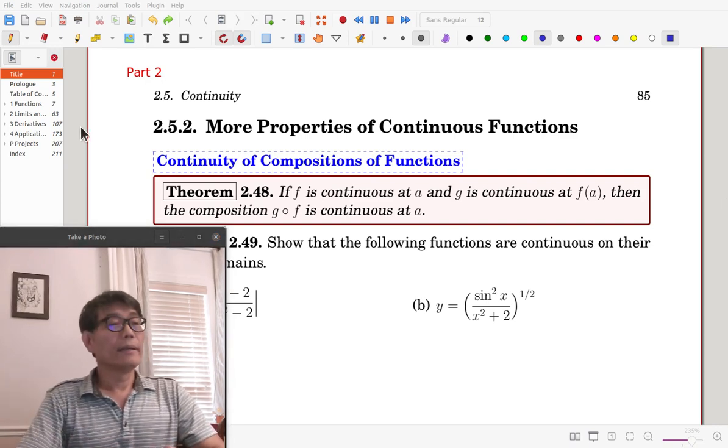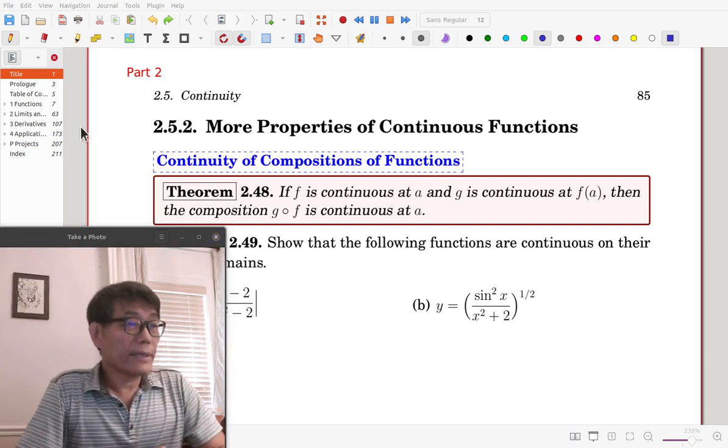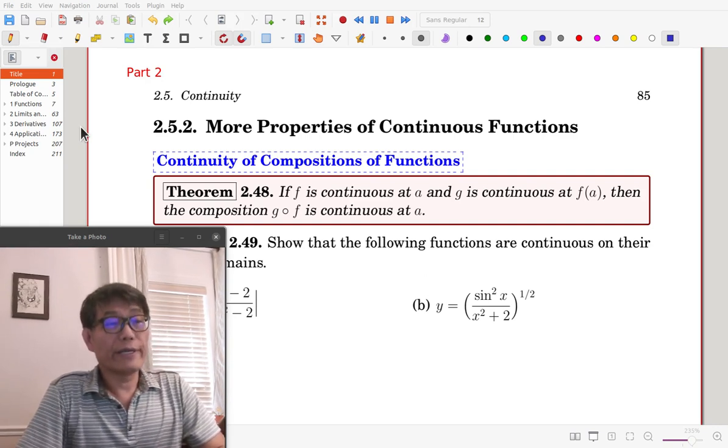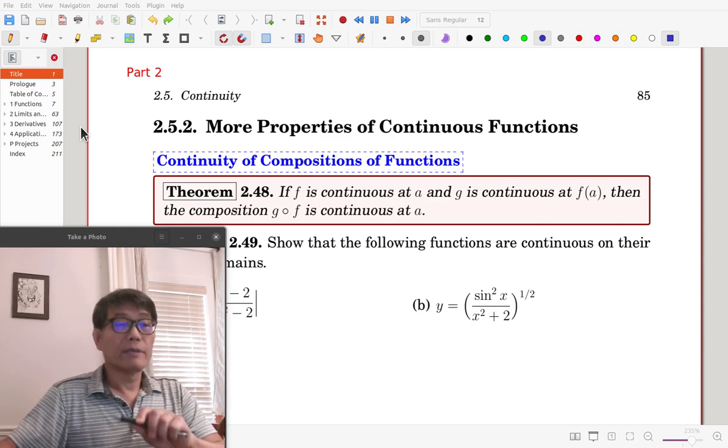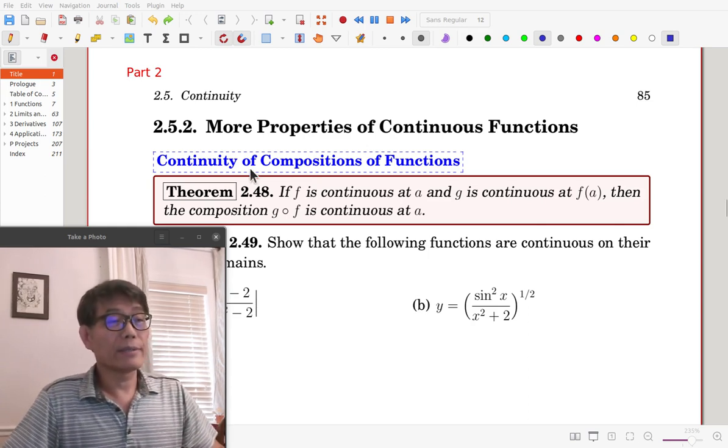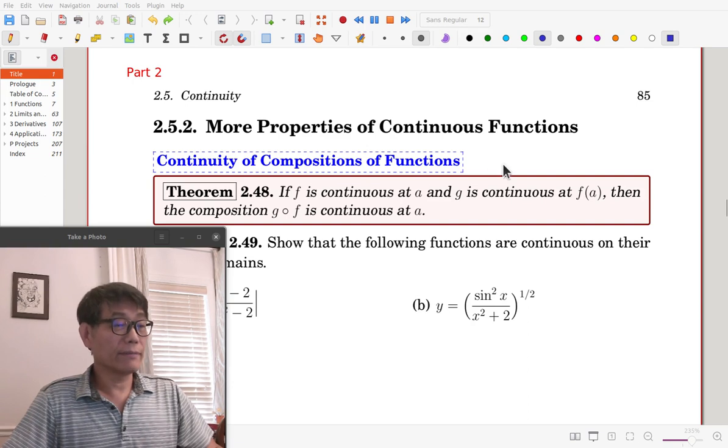Hi. This is the second part of section 2.5, continuity. We'll consider here some properties of continuous functions. The first one is about compositions of functions.